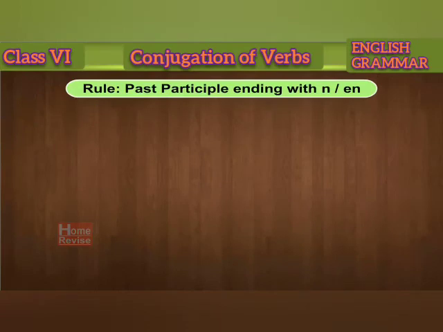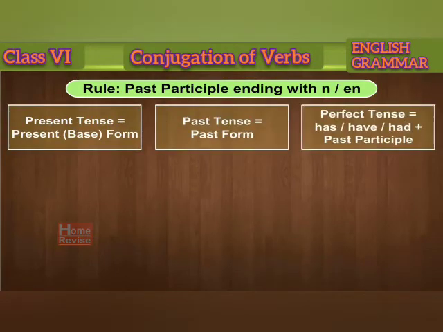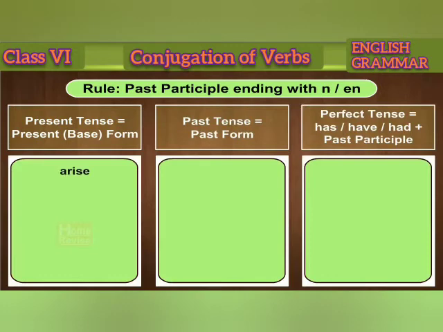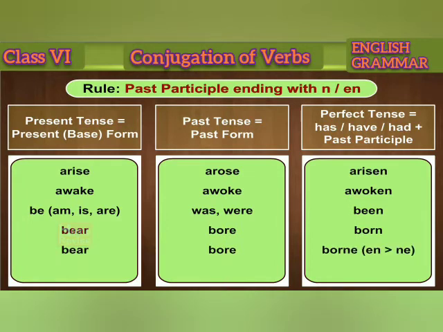Rule: past participle ending with N or EN. Present base form, past, past participle. Arise, arose, arisen. Awake, awoke, awoken. Be: am, is, are, was, were, been. Bear, bore, born.